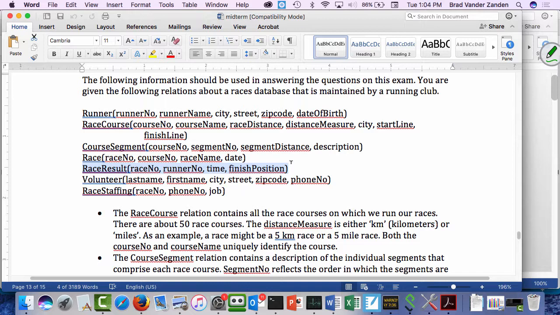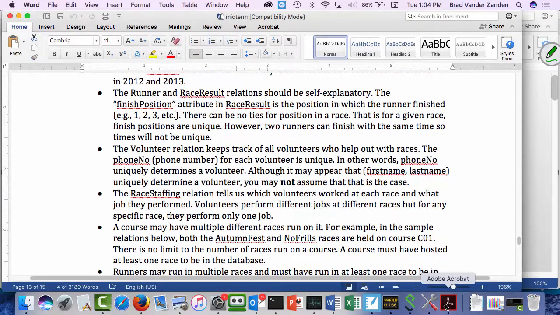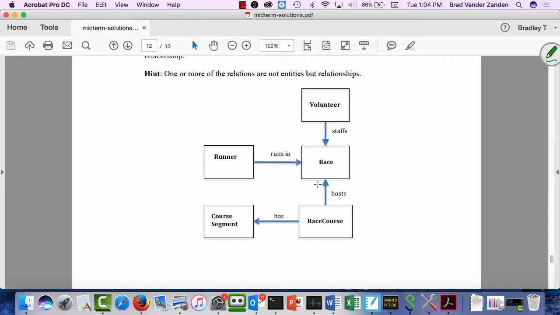The other five relations, runner, race course, course segment, race, and volunteer, are entities. So if in the ER diagram you have these five entities, then the race staffing is really volunteer staffs race, and the race result is really the runner runs in race. So you're looking at it, this is really the race results relation, and this is the race staffing.